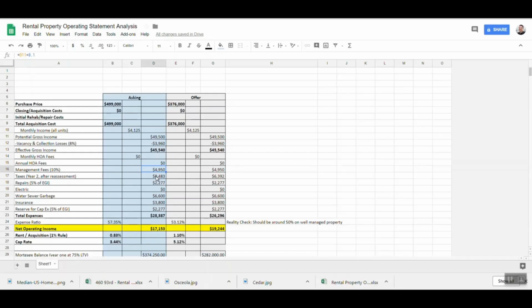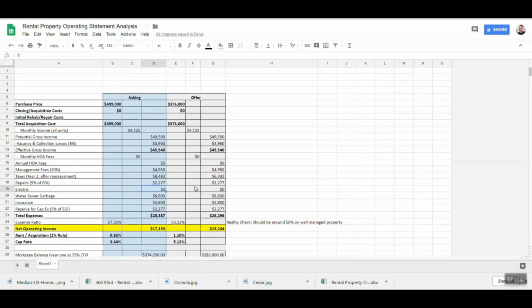We have to factor in something for repairs. In the absence of a 2 or 3 or 4 year history of actual repair costs, in my spreadsheet, I'm using 5% of my effective gross income. And I know that on a 5-unit property, $2,200, $2,500 a year in repairs, that sounds realistic. They may be higher some years, they may be lower some years, but what we're looking for here is an annual average.